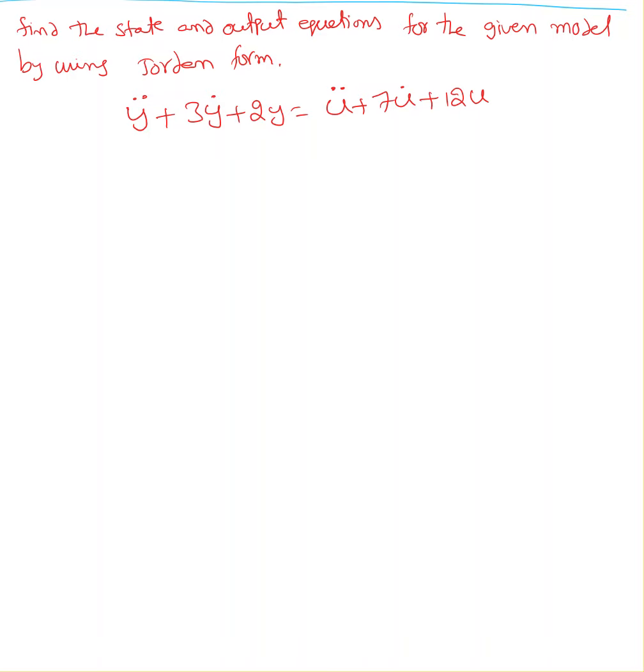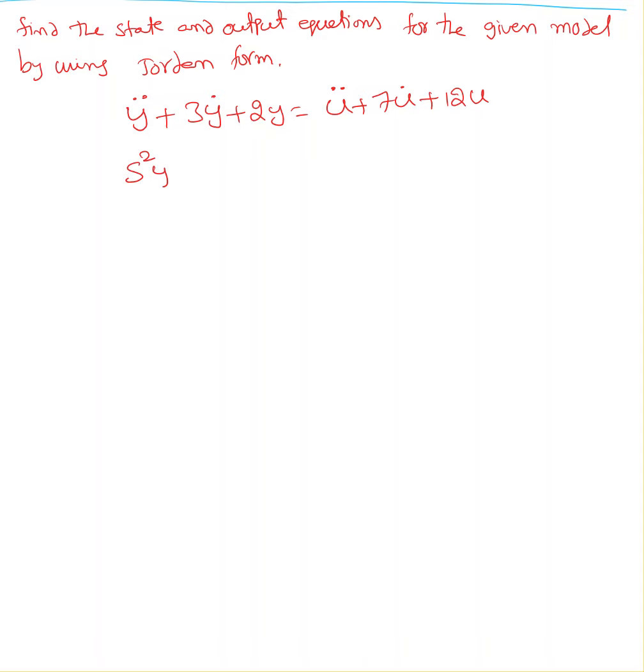Here is the next example in Jordan form. The given transfer function or mathematical equation is y double dot plus 3y dot plus 2y equal to u double dot plus 7u dot plus 12u. Here we are asked to find the state equation and output equation for the given mathematical model. First, we're going to convert the given mathematical model into the S domain.